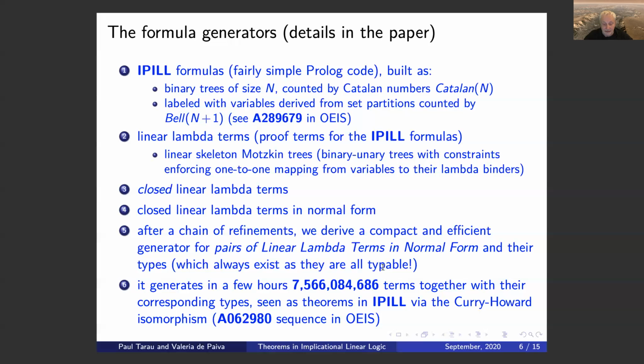Of course, that's kind of obvious because each lambda binder has a single variable corresponding to it, so there are no type conflicts between two variables corresponding to the same binder. So with that, we generate quite a few terms here, about 7 billion in a few hours. We generate them together with the corresponding types. And they are theorems in this logic, IPIL, via the Curry-Howard isomorphism.